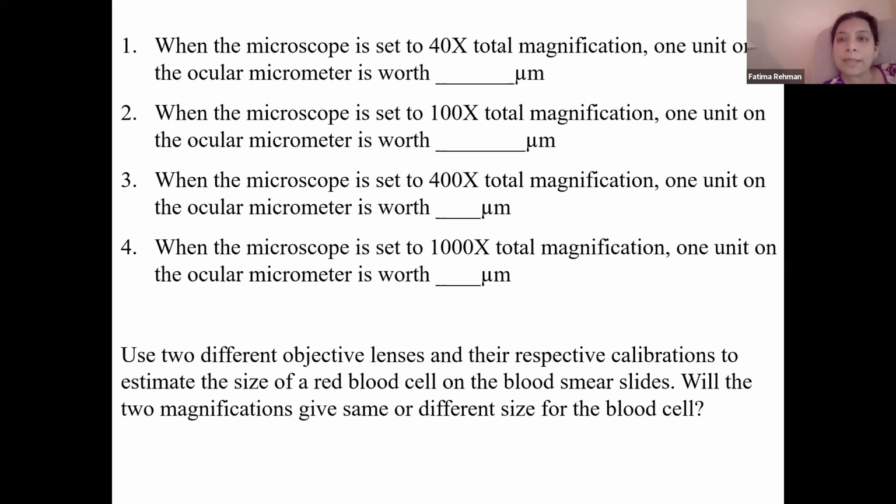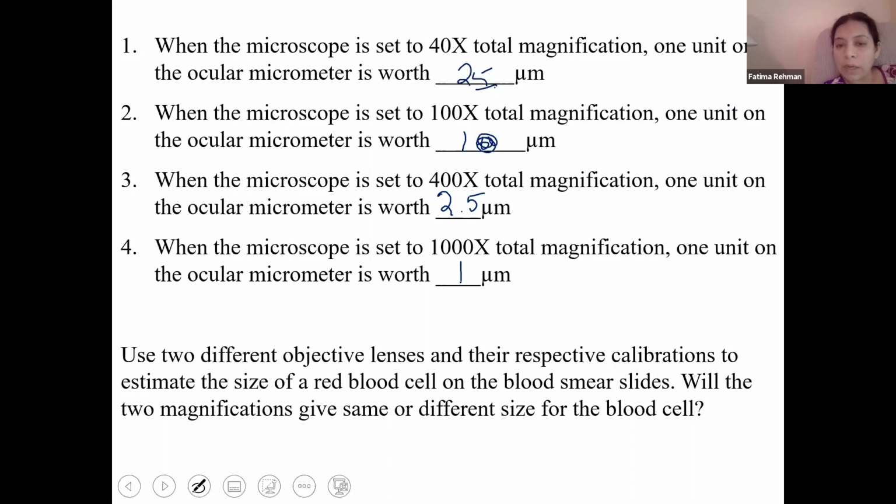So under 40x total magnification, 1 unit was equal to 25 micrometers. At 100x total magnification, which is the 10x objective lens, 1 unit was equal to 10 micrometers. And under 400x, which is what we just did, it was equal to 2.5. We didn't do the one for 1,000, but at 1,000, it's equal to 1. And these were the numbers we would have used in the lab on our actual microscopes.